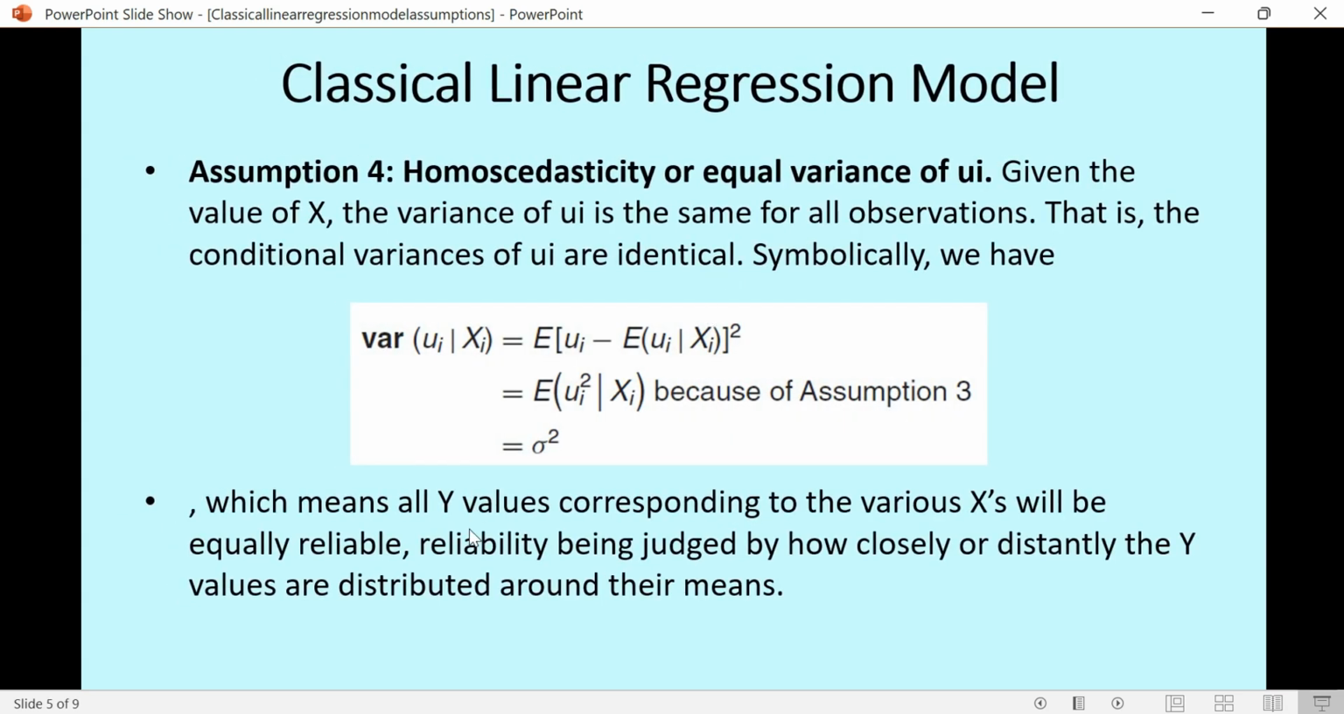So why do we need this assumption? Homoscedasticity means each y value corresponding to the x will be equally reliable, because a larger variance means less reliable than a small variance, right?